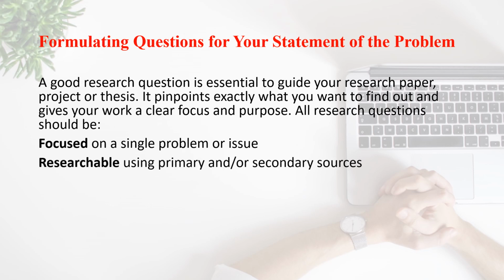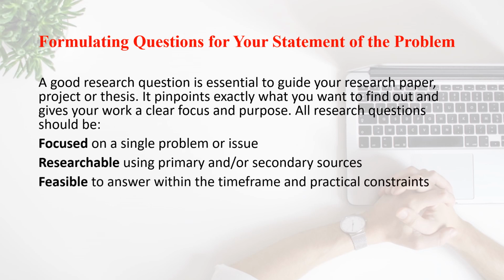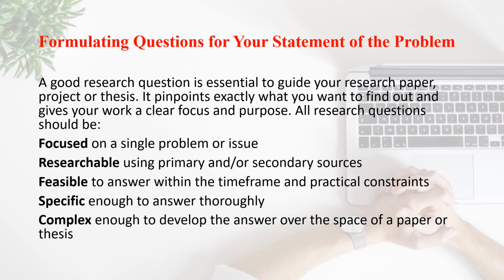The next one is researchable using primary and or secondary sources. Before you proceed to your research paper, make sure that references, sources, or evidences should be available, whether it's through the use of a physical library or using online browsers or references. The next one, feasible to answer within the time frame or time limit and practical constraints. And the next one, specific enough to answer thoroughly. And the next is complex enough to develop the answer over the space of a paper or thesis. And the last one should be relevant to your field of study and or society. As much as possible, try to choose questions and problems that are directly relevant or directly affects you in your specific field or area of specialization.